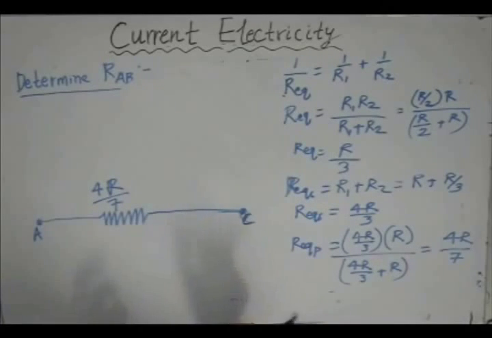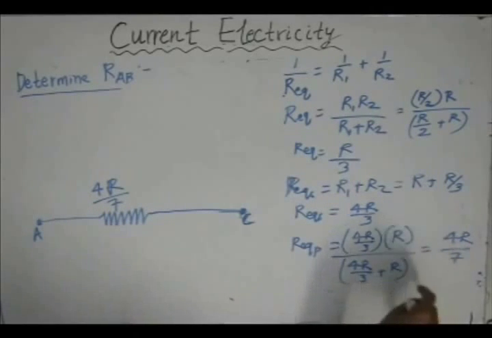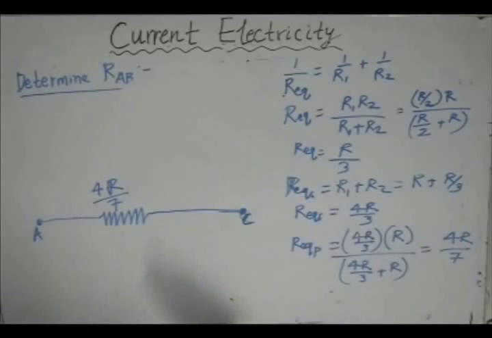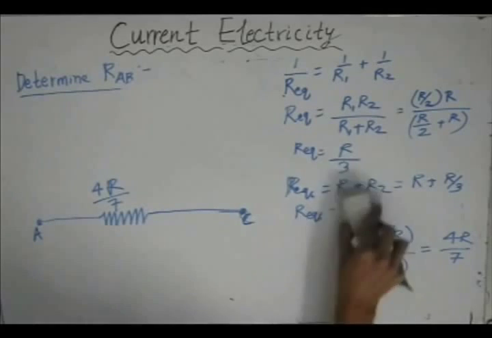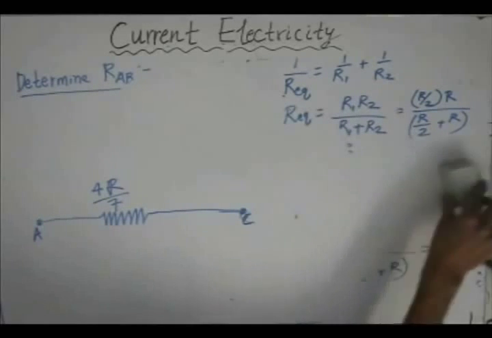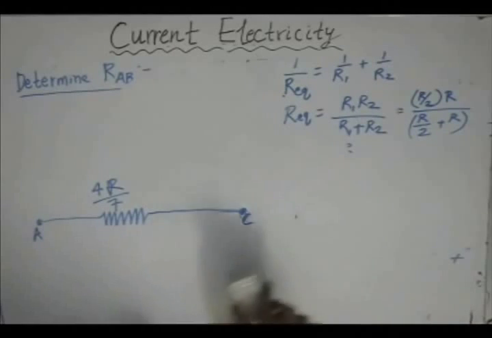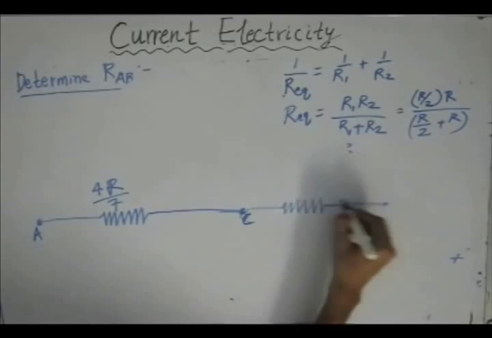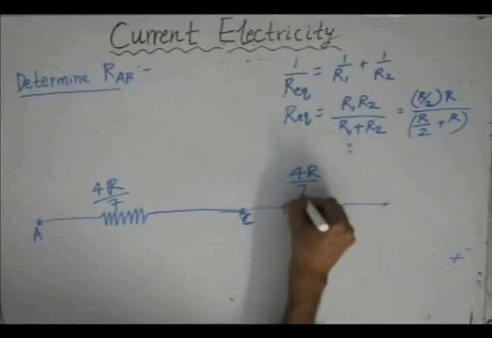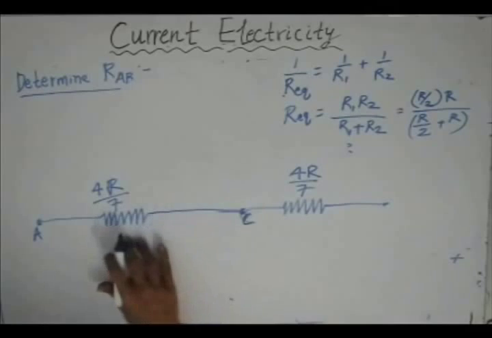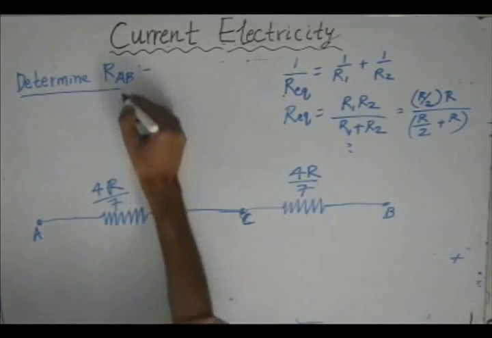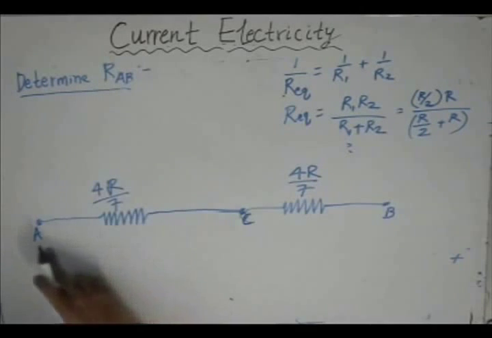Since the circuit was symmetrical, the other half would also give us the same result of 4R by 7 between the points C and B. So what we can do now is connect that resistor of 4R by 7 in series with this point. So we have the other resistor 4R by 7 which is in series with this resistor. Now we want to find the value of the equivalent resistance between the points A and B.